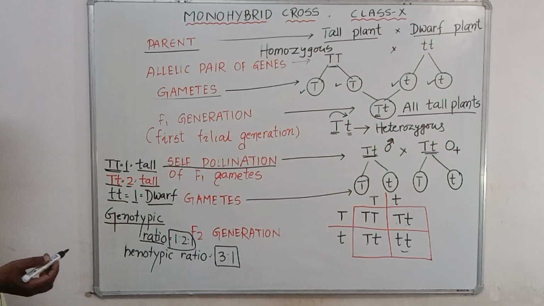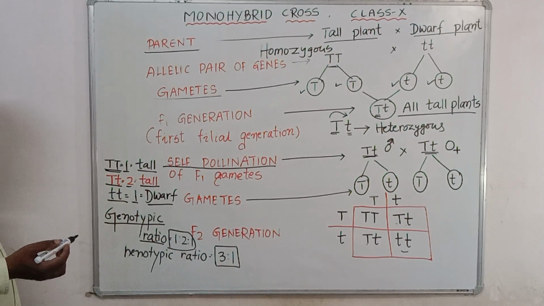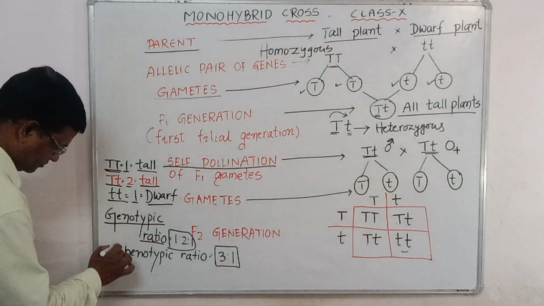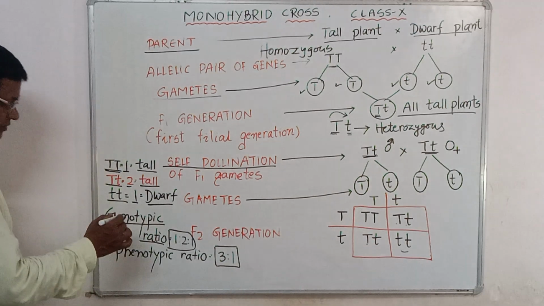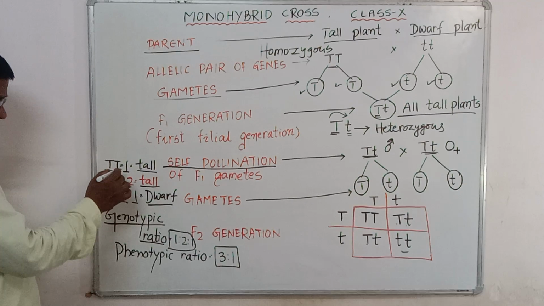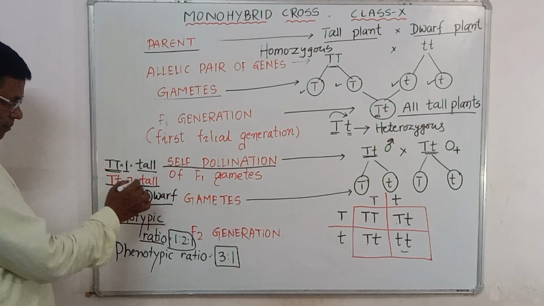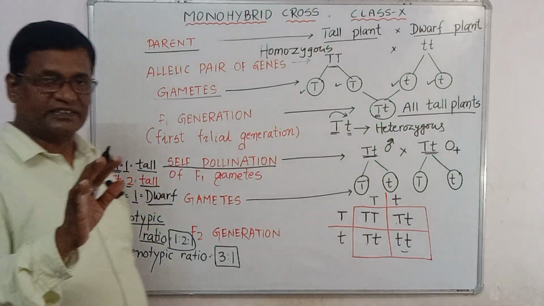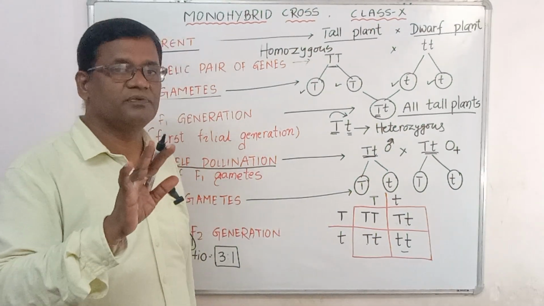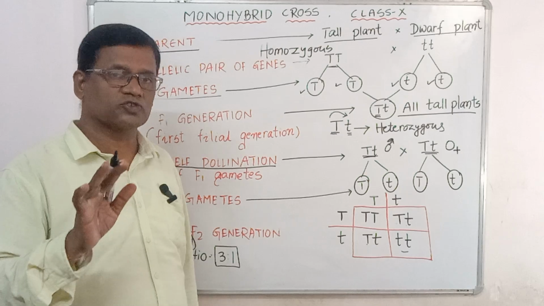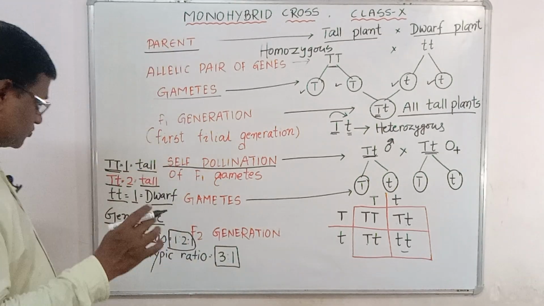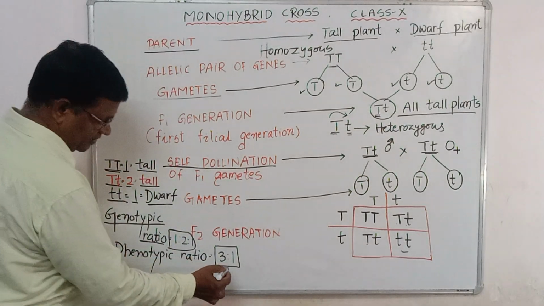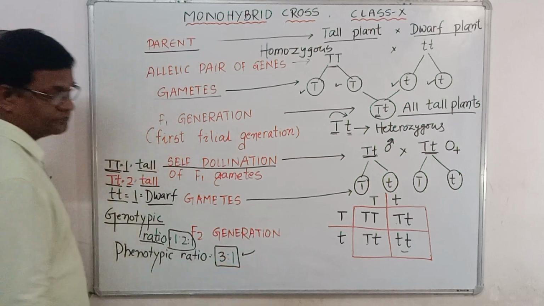It is genotypic. Phenotypic, what? Physical appearance. In the phenotypic, what will come? If it is a field, you see tall plant 1, tall plant 2, means 3 tall plants we will see. Suppose in a field 4 plants are there, in that 3 we will see as tall plants, and only one becomes a short-heighted plant or dwarf plant. That's why the phenotypic ratio is 3 to 1.